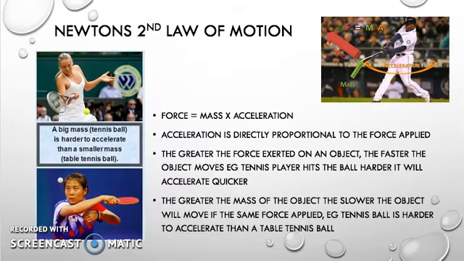Newton's second law of motion. The acceleration of an object is directly proportional to the magnitude of the force applied, in the same direction, and inversely proportional to the mass of the object. For example, a tennis ball is harder to accelerate than a table tennis ball. Acceleration in basketball is used if you want to make a long pass. You would need to apply more force to the ball.